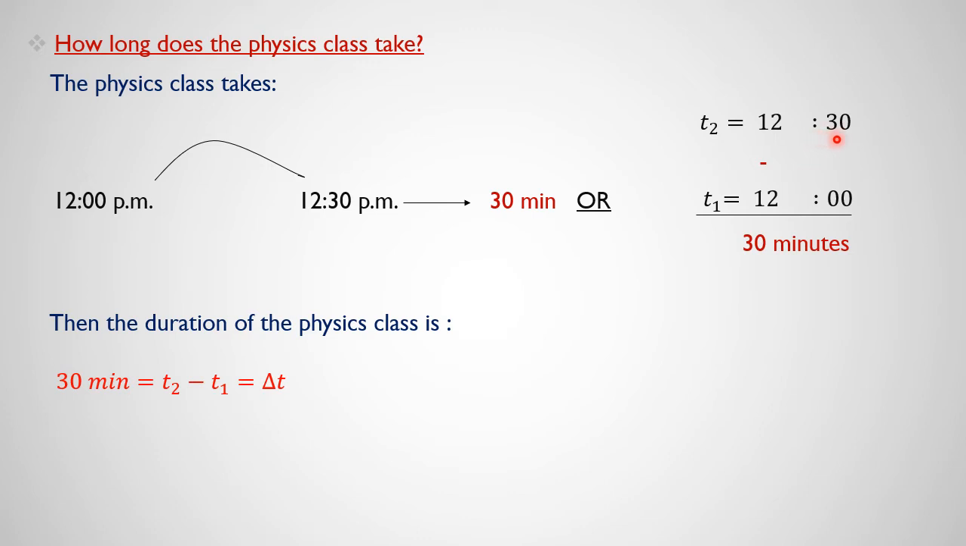Of course, we will start from the minutes. 30 minutes minus 0 minutes, so it's 30. Then the hours: 12 minus 12, which is 0. Then T2 minus T1 is 30 minutes. And this is what we call delta T. Delta T means the duration of an event. So here the duration of the physics class is 30 minutes. We get it from subtracting T2 minus T1, which we call delta T. So delta T is the duration taken by an event. It's equal to T2 minus T1.